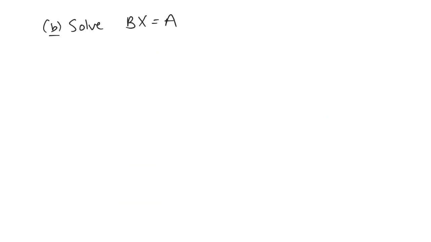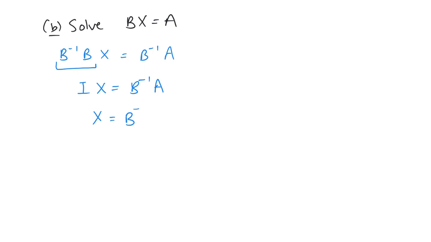Part B, solve BX equal A. So if we multiply by the inverse of B, on this side here, the inverse of B times B gives the identity matrix. And remember, the identity matrix is just like multiplying by 1. So X is going to be the inverse of B times A.